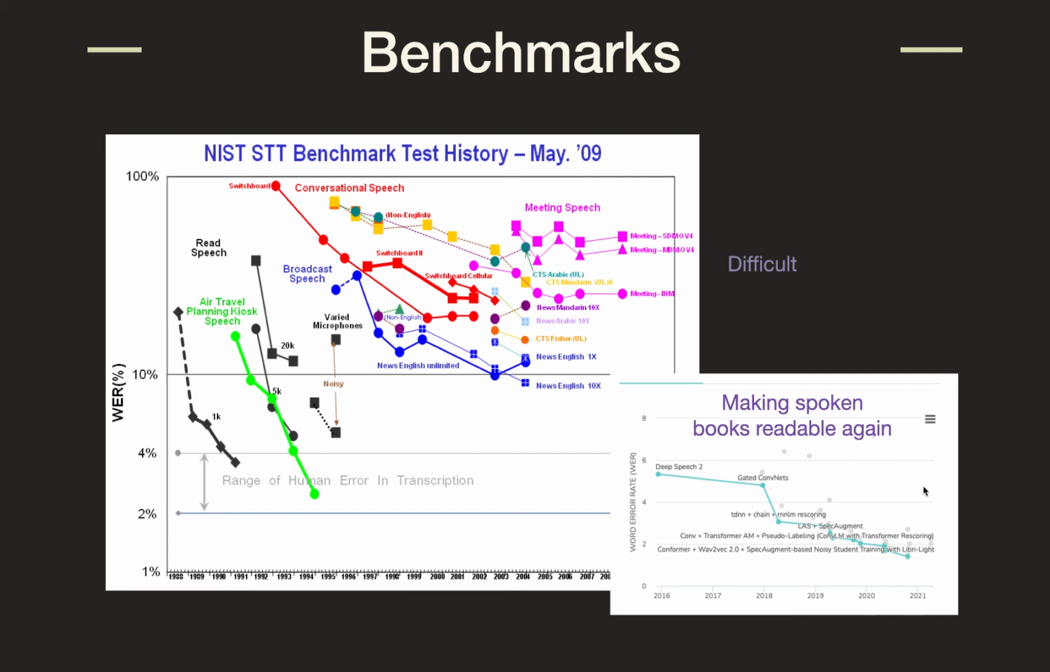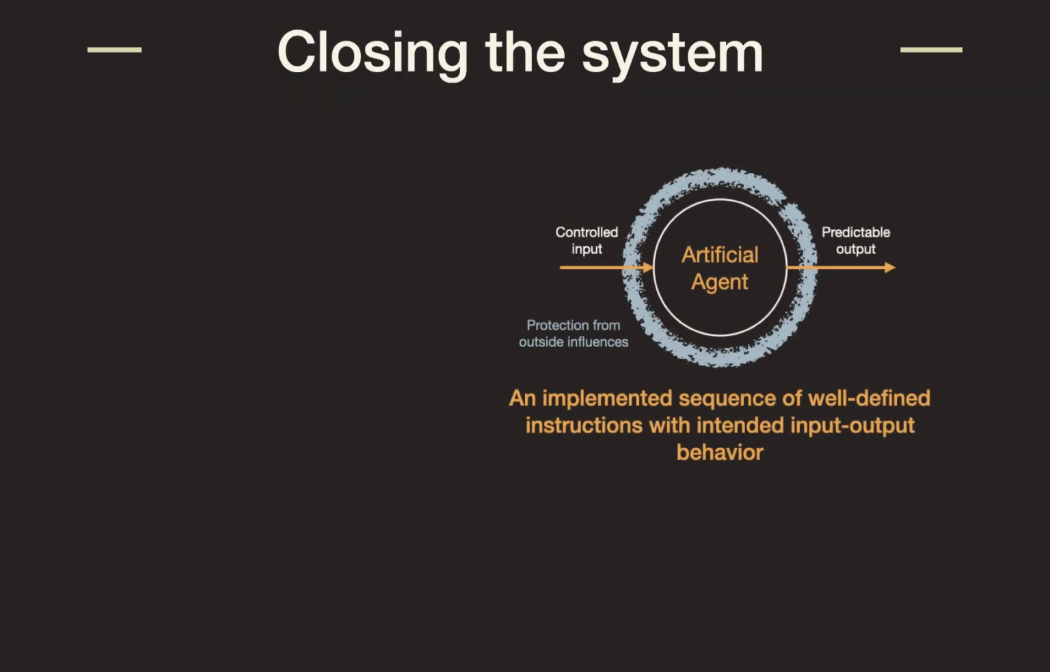So, the systems are getting better. Also the systems here, this is rather old data, they are probably getting better and more usable. But there are still limitations, and the limitations are associated with the closing of the system that I'm always talking about. Yeah, so we can only make an artificial system work when we ensure it has controlled input and when it is protected from outside influences it cannot deal with and that prevent it from producing its predictable output.